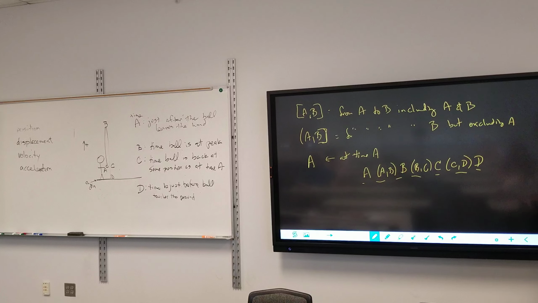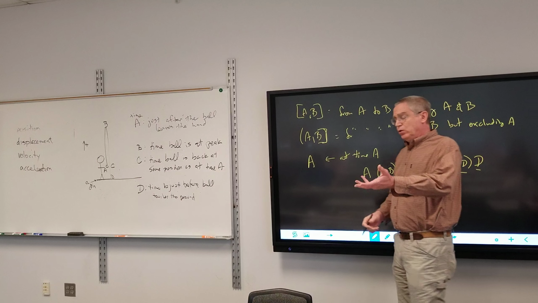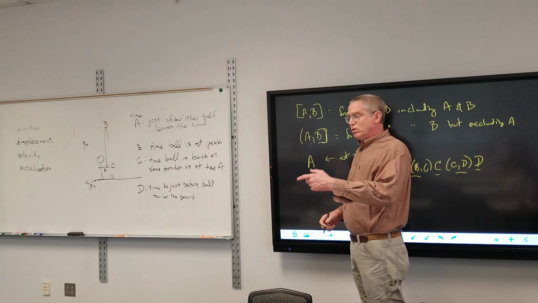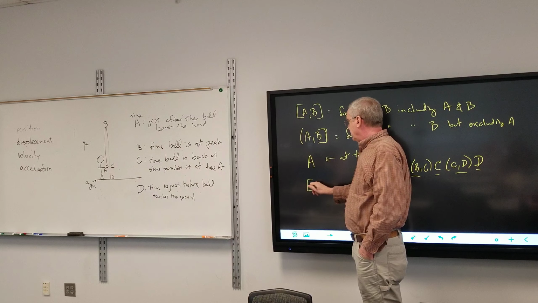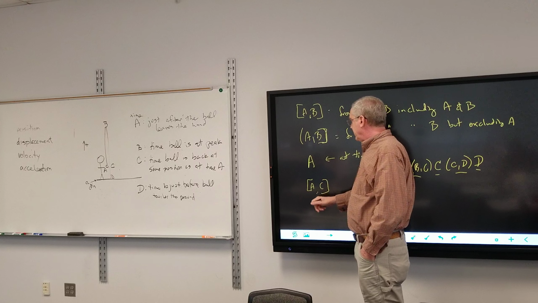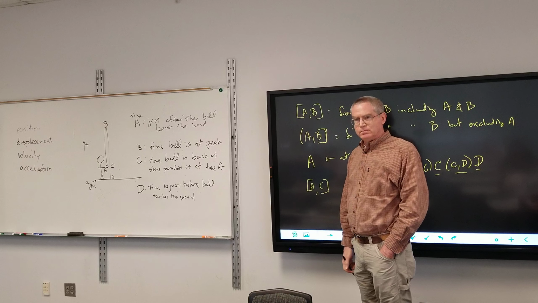Now, if something is happening from A to C, let's say including A and C, you don't have to write A to B and then B to C. You can just write [A, C], and that covers everything from A to C. All right.